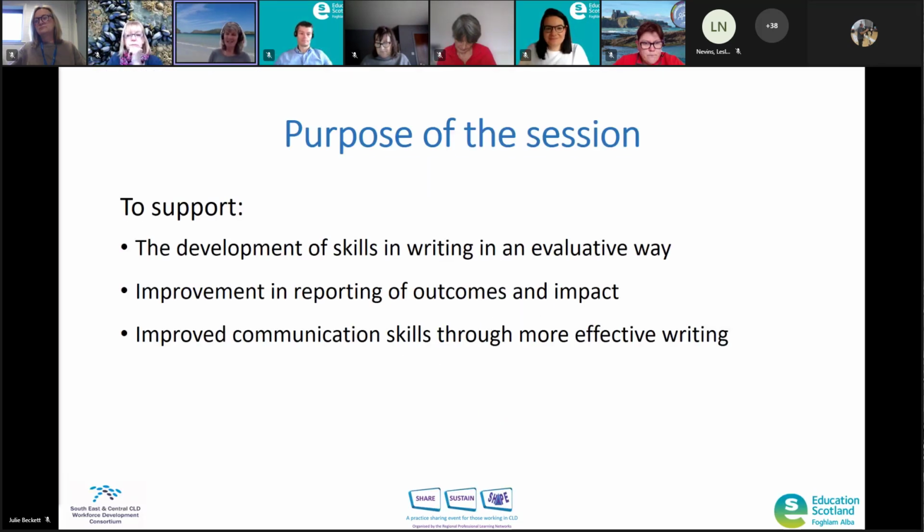That's lovely, thank you. So obviously today's session is about evaluative writing, and quite simply we want you to go away skilled up to write evaluatively, feeling better able to report on outcomes and describe the impact of your work, and ultimately to be better able to communicate in writing to stakeholders about what you do and the difference it makes. And it's as simple as that.